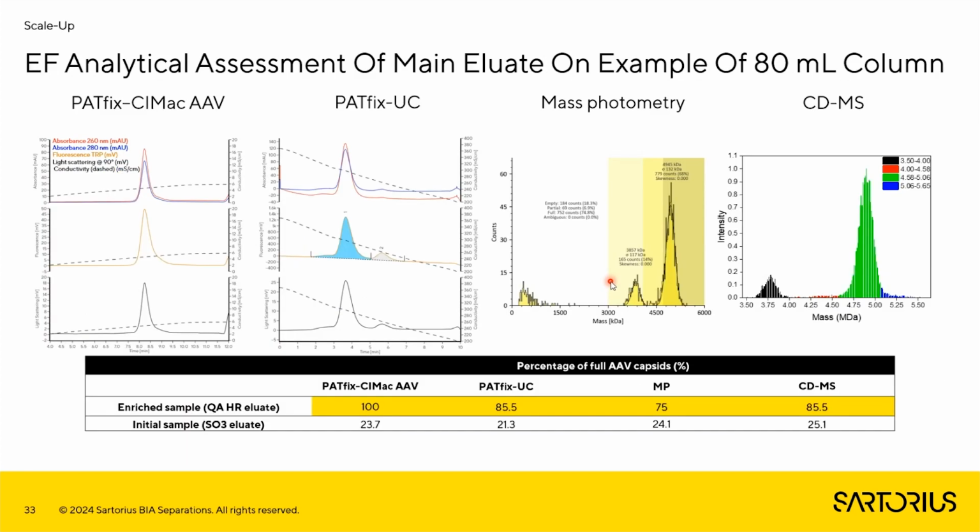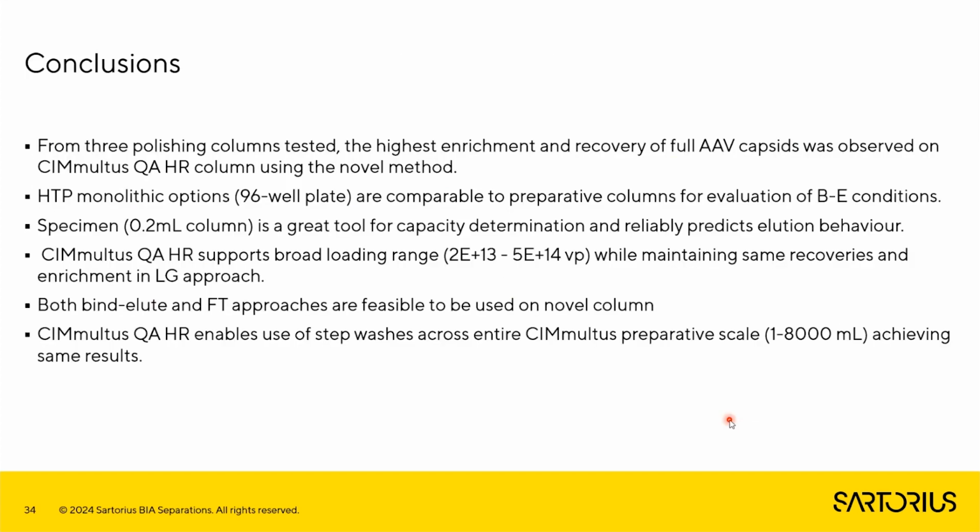And lastly, I started with the orthogonal analytics for the feed sample, but now also for the polished sample in the case of the ATML column. We started with roughly 25% purity for the full vector on the capture step, and now we're seeing the same analytics on a polished version, with anywhere from 100 down to 86 or 75% purity, depending on the analytics. The conclusions here are that from the 3 polishing columns, the best recovery and purity was observed with the HR line using the novel method.